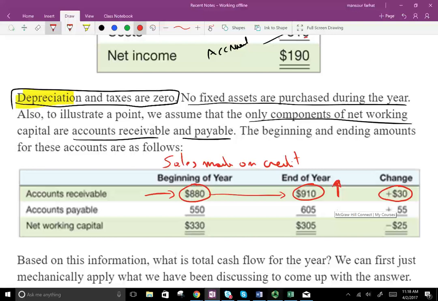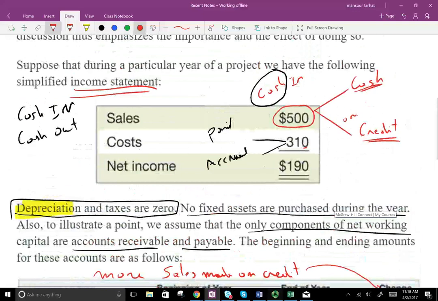So the promises from the customers to pay went up because we made more sales on credit. To be more specific, we made more sales on credit. How much more? $30 more. Now, how do we interpret this information when it comes to sales? Well, here's what we are told.